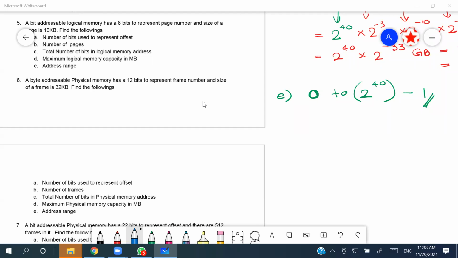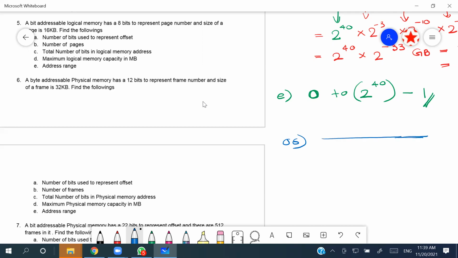All right, so the sixth one, we are going to do the calculations regarding the memory calculation part. In the sixth question, it says a byte addressable physical memory has a 12-bit frame number, and the size of a frame is 32 kilobytes. So 12 bits for the frame number, and 32 kilobytes is the size of the frame. If I take the sixth one over here, what is our sketch going to be?